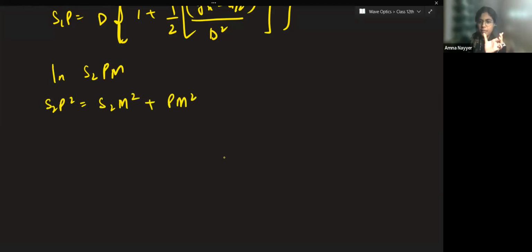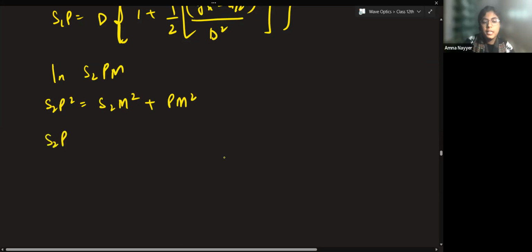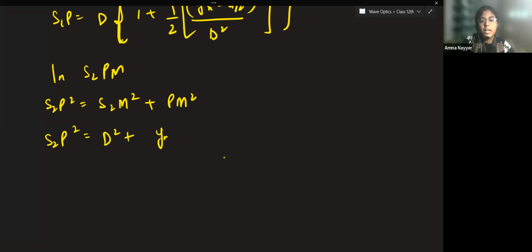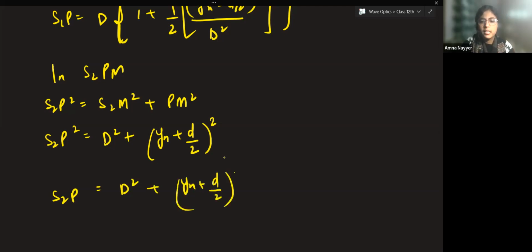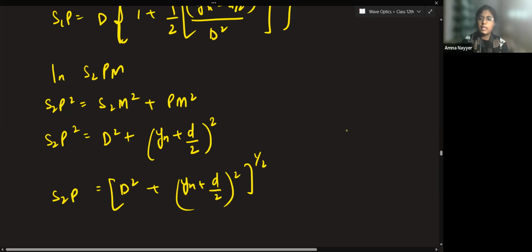See, S2M is again this separation, capital D, and PM, the longer one, is yn plus d by 2, which we have calculated. So S2P whole square will be D square plus PM whole square, which is yn plus d by 2 whole square. Right? Yes, whole square. So same steps are getting repeated: D square plus yn plus d by 2 whole square, to the power half. We're just trying to find the value of S2P. S1P we already calculated.